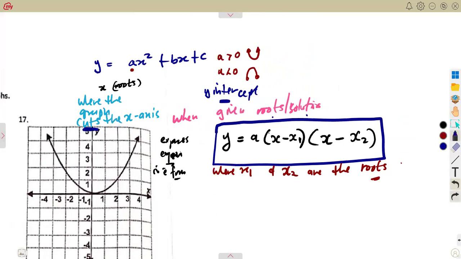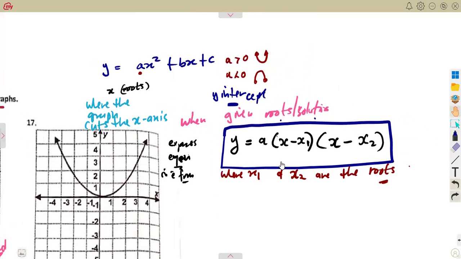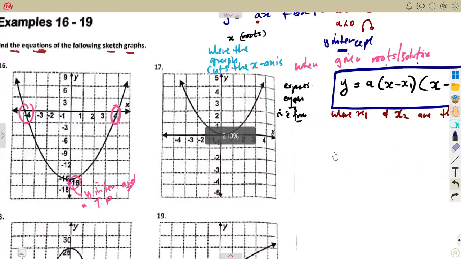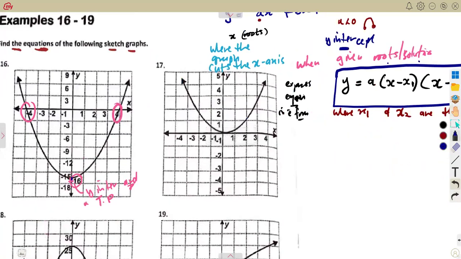Where is this graph going to cut the x-axis? So the first one, let's consider question 16. We're going to determine the equation there using this concept because we have got different solutions there. So we are going to have y is equal to a, according to the format that you're given. So it's a into x minus x1 into x minus x2, where these are the solutions.